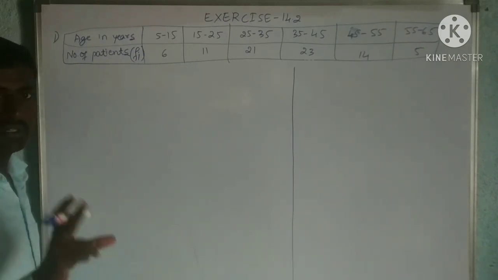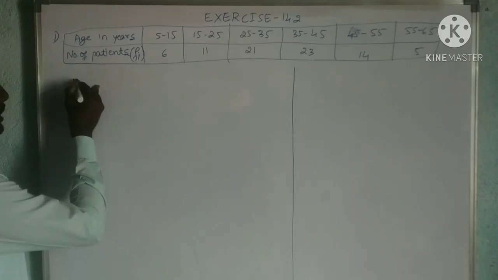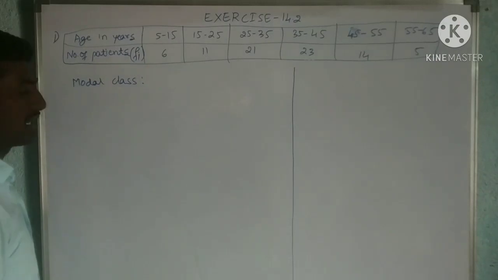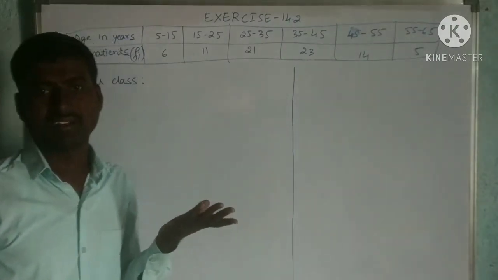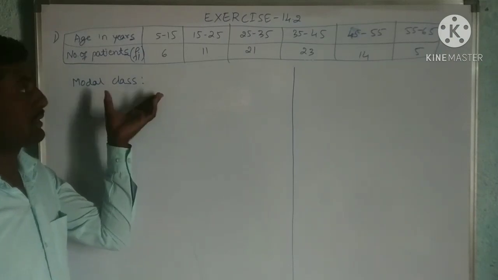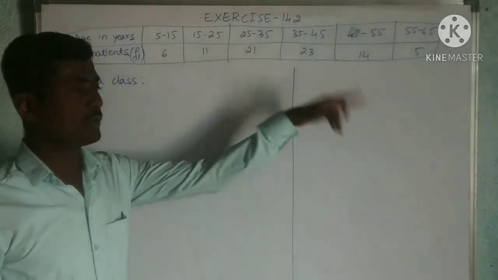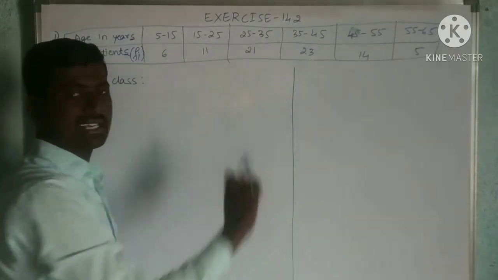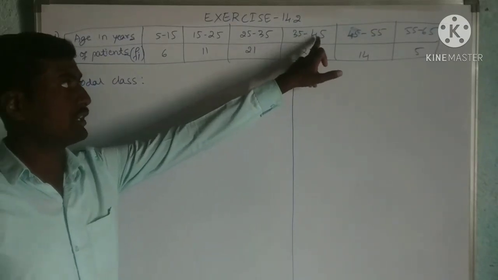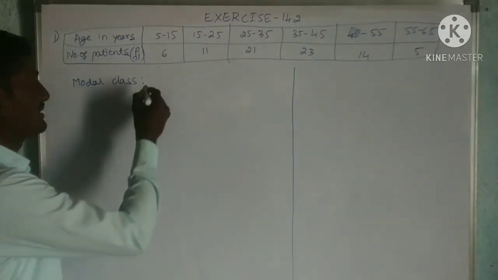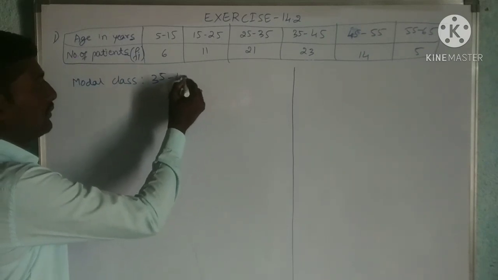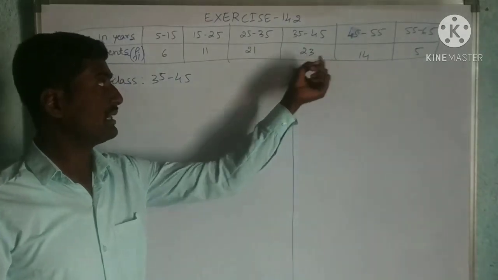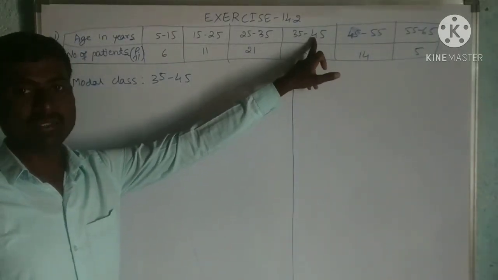To find the mode, first I have to write the modal class. What is the modal class? It is nothing but the class which has the highest frequency. So see the frequency column. The highest one is 23. Among all these values, 23 is the highest. So the corresponding class is 35 to 45. This is the modal class. So first you have to observe the highest frequency in the frequency column. The corresponding class will be the modal class.